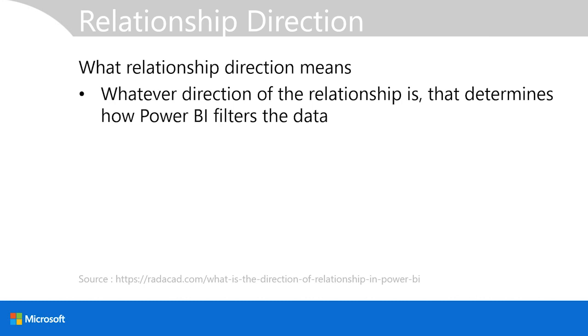All right, so relationship direction. Here's another concept that's very important to Power BI. What relationship direction means is the direction of the relationship, and that determines how Power BI filters the data. So once again, we're going to show some examples of what this means as we move through these sublessons. But right now, we're going to leave it at these academic definitions.